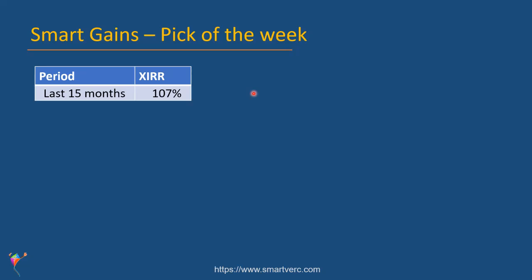I will give you an example. In Smart Gains, we are advising one stock every week on every Wednesday with the name of pick of the week. So what is XIRR? We have calculated XIRR and we find that it is 107% for the last 15 months. What does it mean? It doesn't mean that every stock has given you 107% returns. What it gives you is a measure of your kind of internal rate of return for every stock.